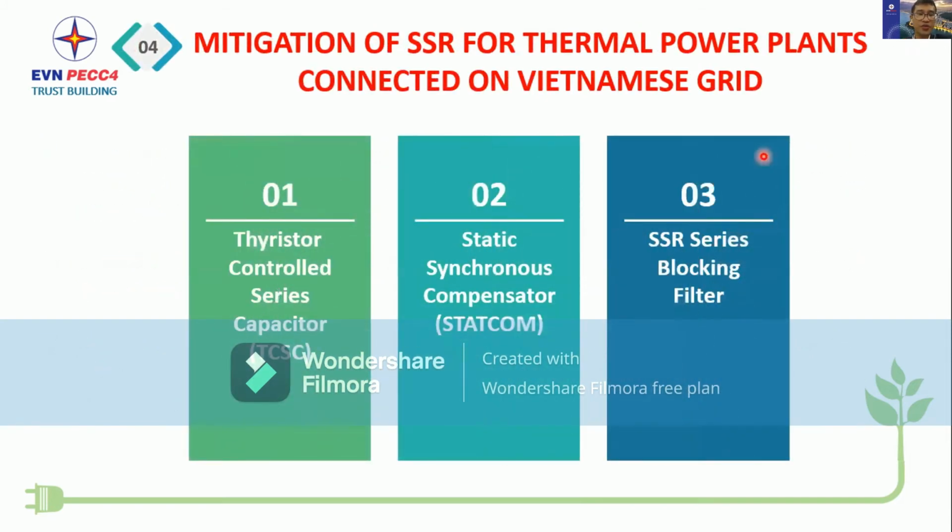And how to mitigate the effect of SSR on the Vietnamese power grid, especially for thermal power plants. So we would like to introduce three solutions. The first one is using the thyristor controlled series capacitor, TCSC. The second solution is using STATCOM, and the third one is using the SSR series blocking filter.